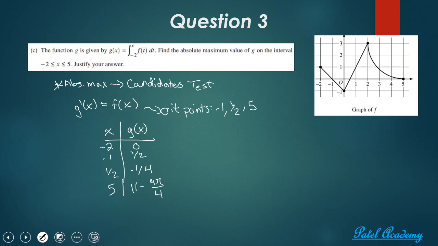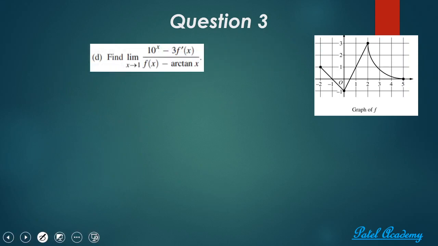And so 11 minus whatever that is going to be definitely larger than 2. And 2 is definitely larger than 1/2. So we can easily point out that this is the maximum. And so the absolute maximum value of G is 11 minus 9 pi over 4. And justifying your answer, you just say that you used the Candidates Test. All right, question number D.